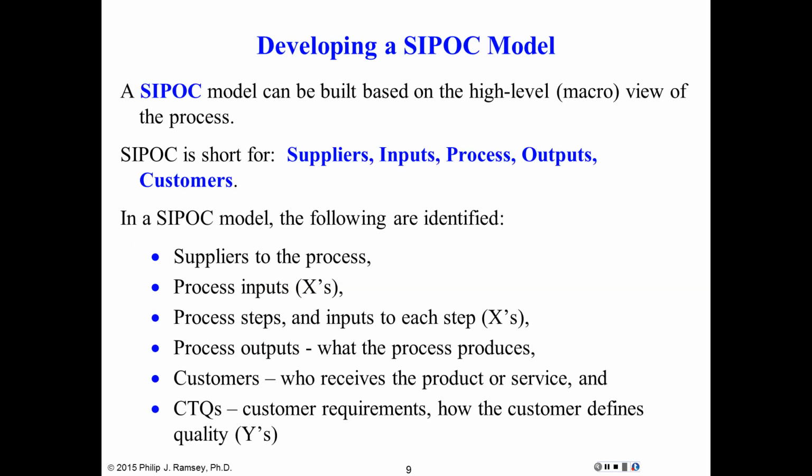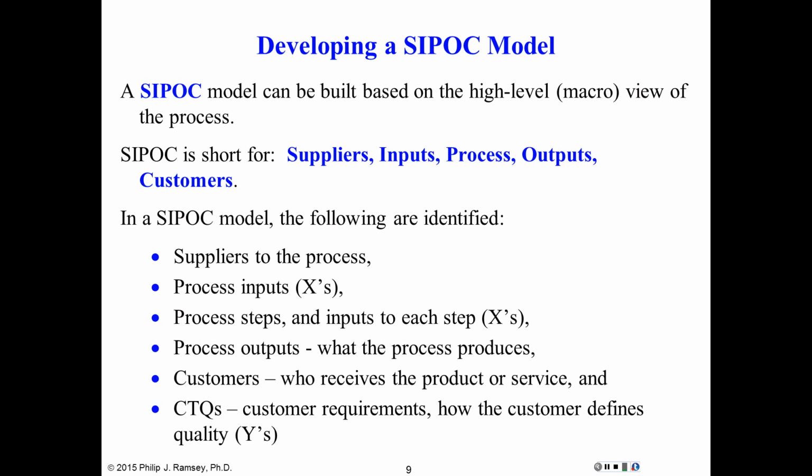Okay, so I mentioned a SIPOC model. Again, I ask you to watch the videos. They're quite good. It's a high-level process map, and I like it as a starting point. Okay. So basically, you look at suppliers, inputs, processing steps, outputs, customers, and by the way, believe it or not, sometimes a customer can also be a supplier.